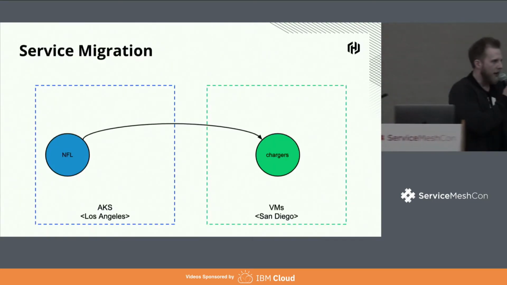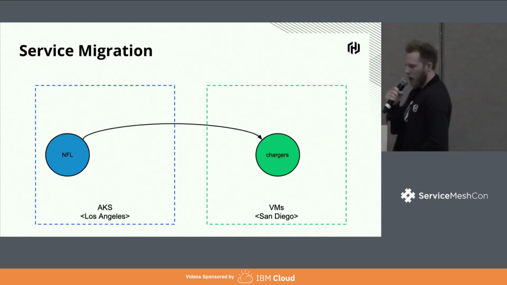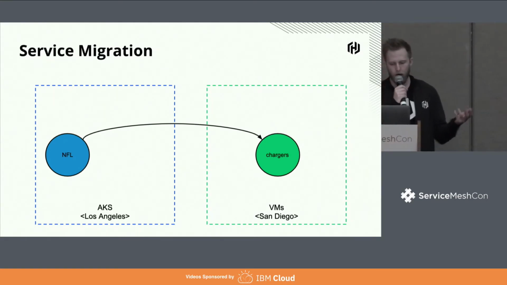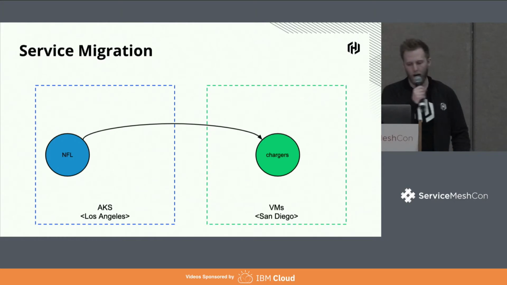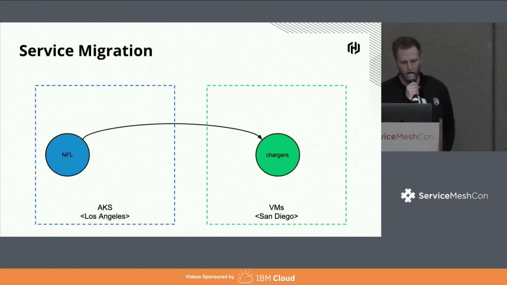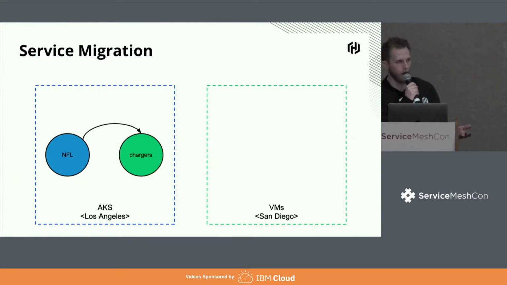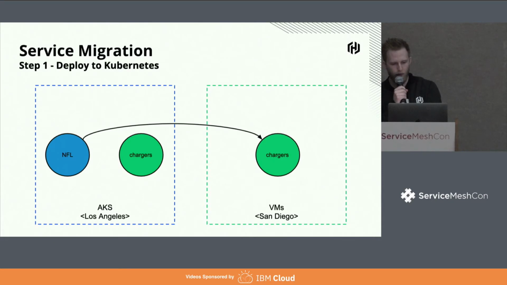I'm Canadian, so in an effort to relate to my American friends here, we're going to migrate the charger service from the San Diego data center running on a set of VMs over to our AKS data center running in Los Angeles. What we're seeing here is the NFL service calling the charger service, and we don't want any downtime during this migration. So this is what it's going to look like before we migrate, and this is what it's going to look like after we migrate.